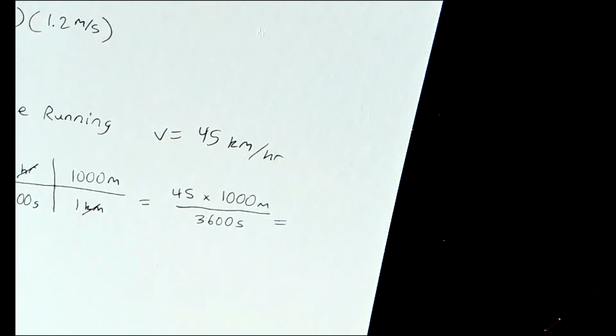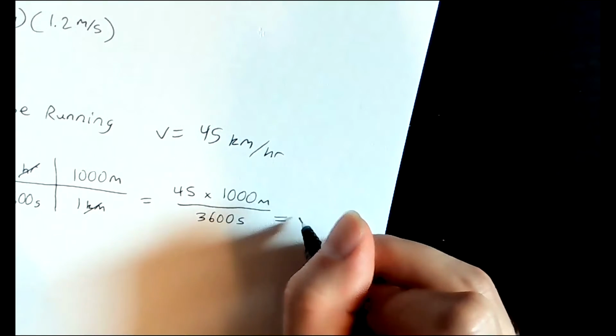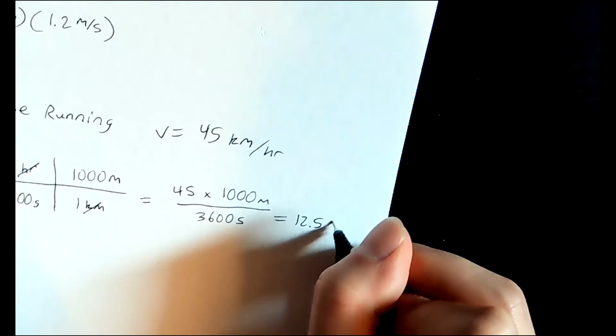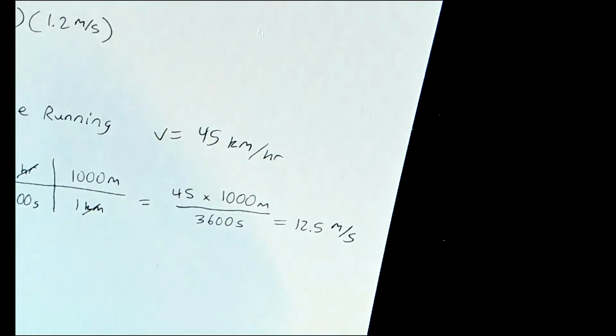And you can do that as well. But we have 45 times 1,000 meters. That'll give us 45,000 divided by 3,600 seconds. And we have 12.5 meters per second. Okay.